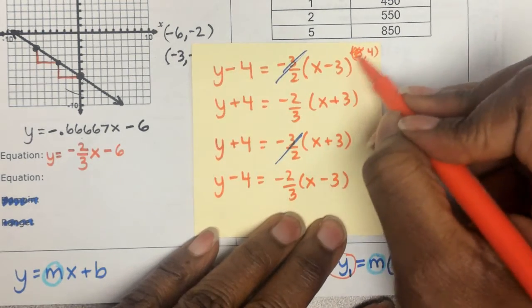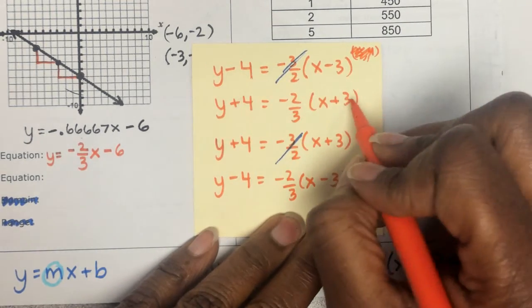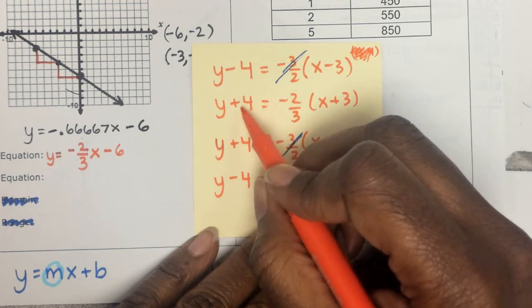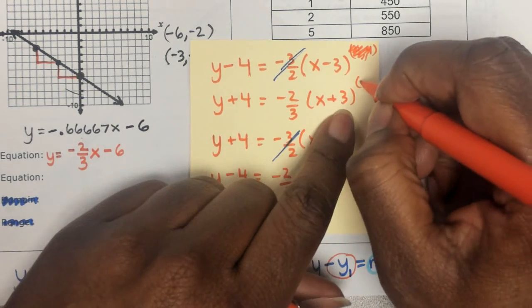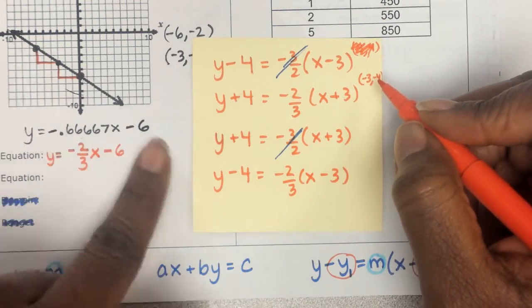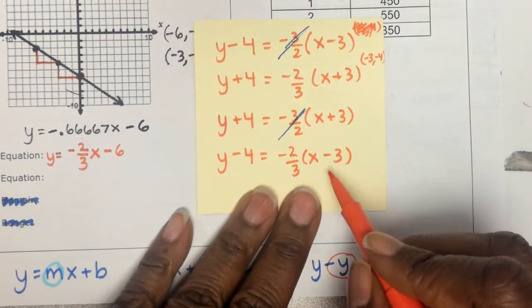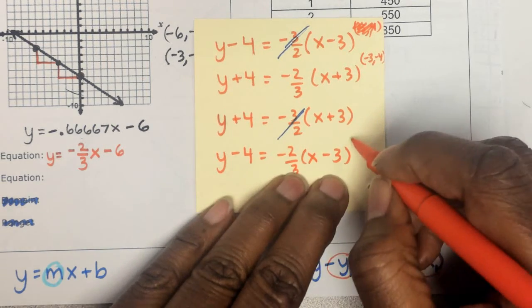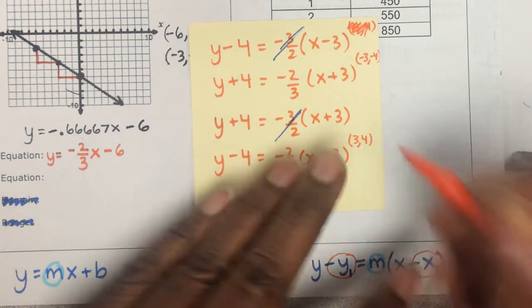I'm sorry, I don't even need that one. I canceled that one out already. So this is trying to tell us that it's a positive 3, positive 4, which means it really should be negative 3, negative 4 when I'm on my line. This one right here is telling us that negative 3, negative 4, nope, it's opposite, which means 3, 4.